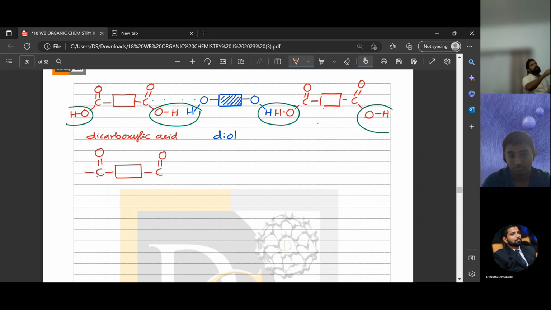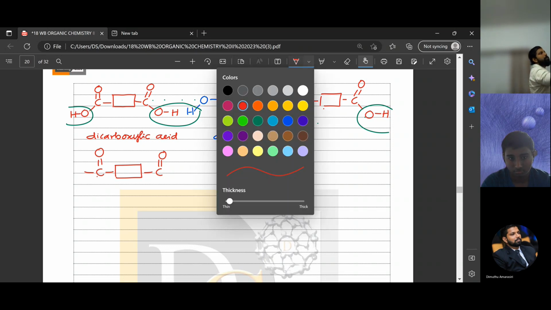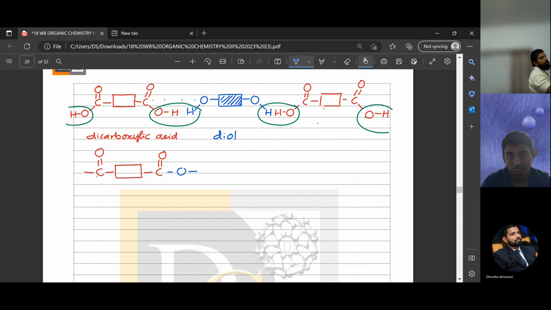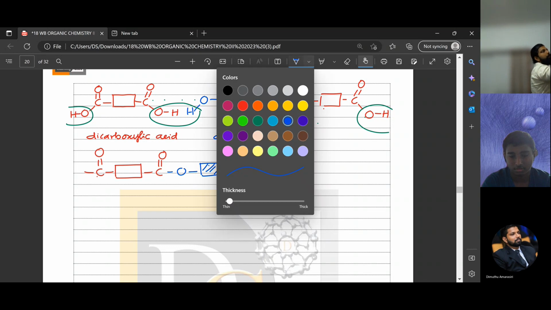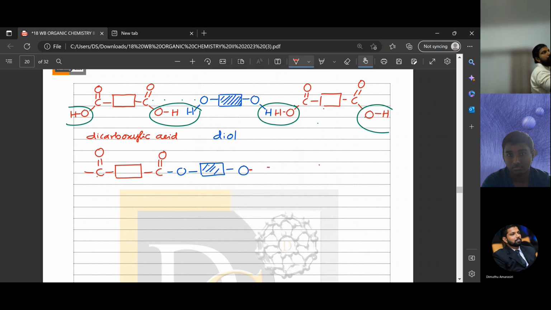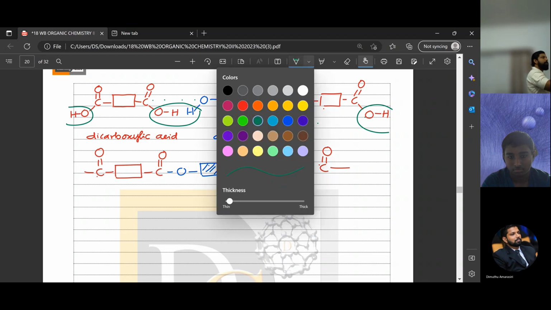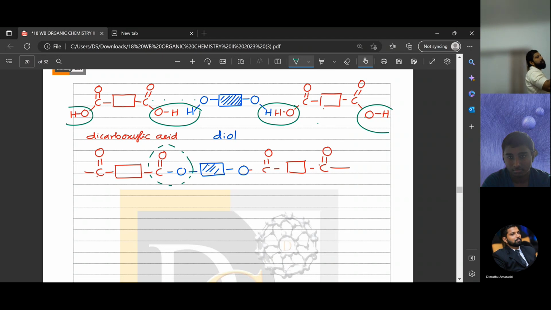Okay, now let's draw this. What do you have next? We have an alcohol group. Again alcohol. After that, what do you have? A carboxylic acid group, and an open end. What do you call this linkage? This is ester linkage.